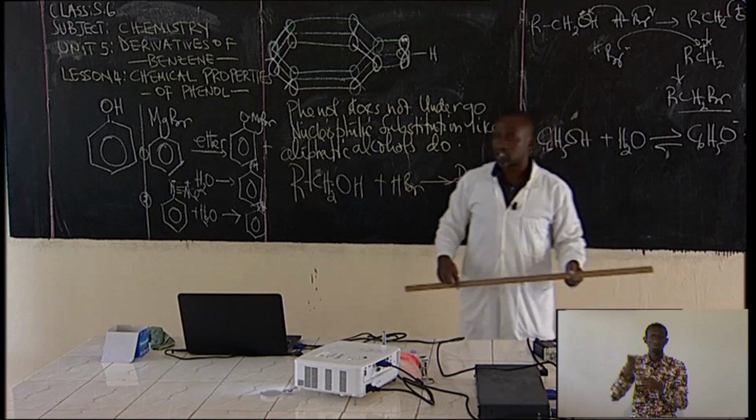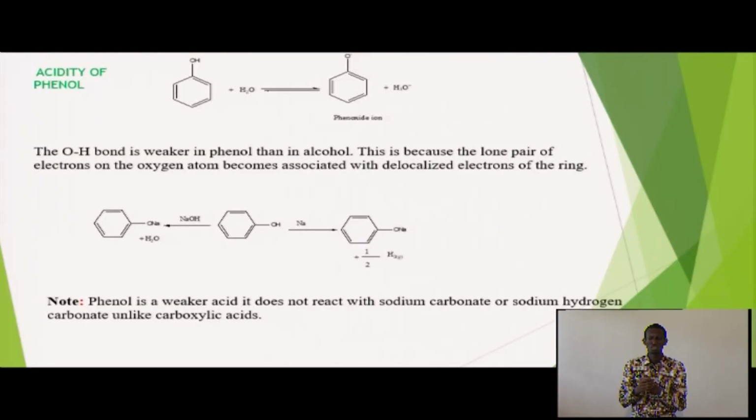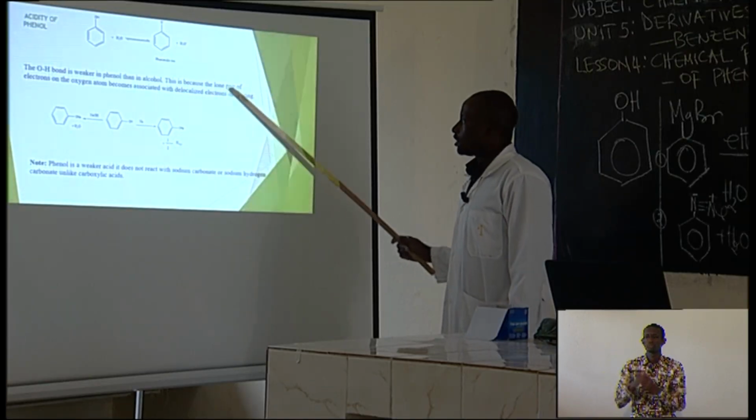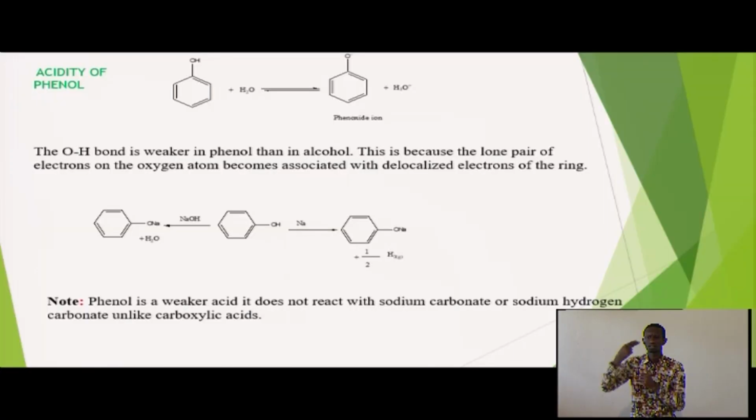So what happens here? What makes this phenol somehow acidic? The OH bond is weaker in phenol than in alcohol. This is because the lone pair of electrons on the oxygen atom becomes associated with delocalized electrons. So what does this mean?